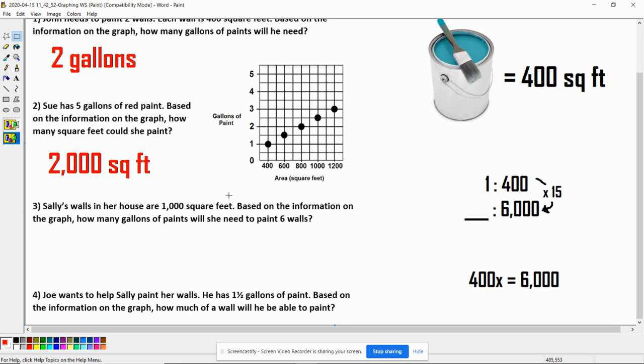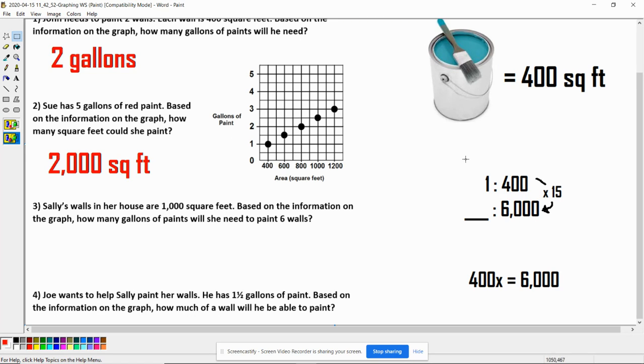Number 3, Sally's walls in her house are 1,000 square feet. Based on the information on the graph, how many gallons of paint will she need to paint 6 walls? So she has 6,000 square feet of walls that she's painting.